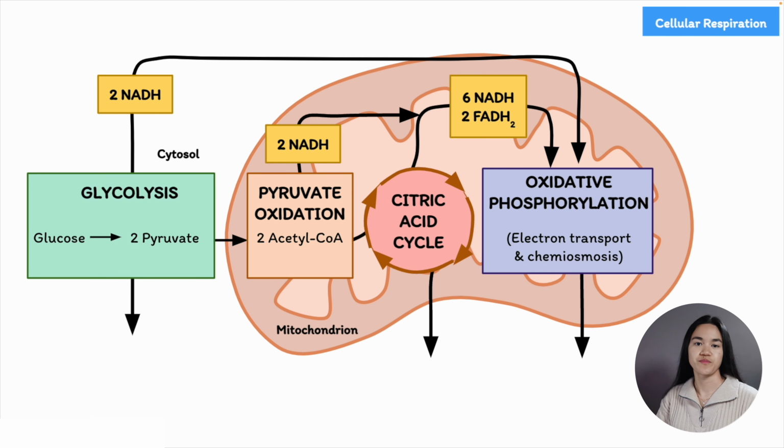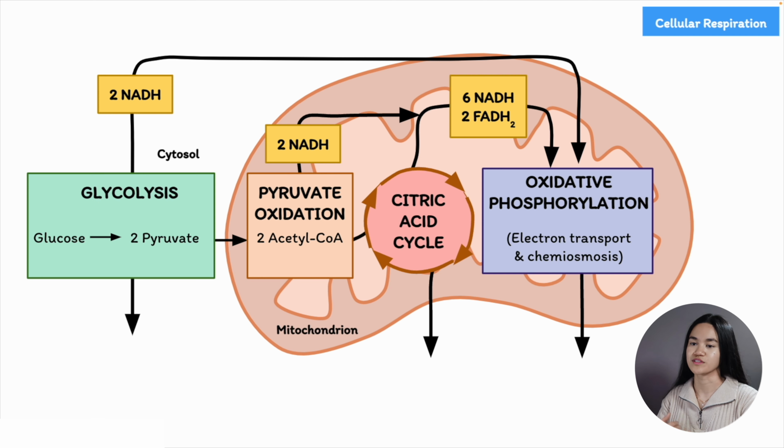First of all, what's our mission? What are we doing here? What are we trying to achieve? We're trying to produce ATP. We're trying to generate energy. We're harvesting energy. We're harvesting the energy of glucose for ATP synthesis. Again, there are 3 stages: glycolysis, pyruvate oxidation and the citric acid cycle, and oxidative phosphorylation.